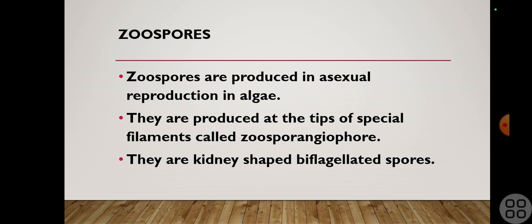Zoospores are produced in asexual reproduction in algae. They are produced at the tips of special filaments called zoosporangiophore. They are kidney-shaped and biflagellated spores.